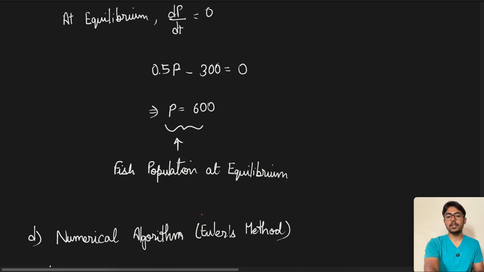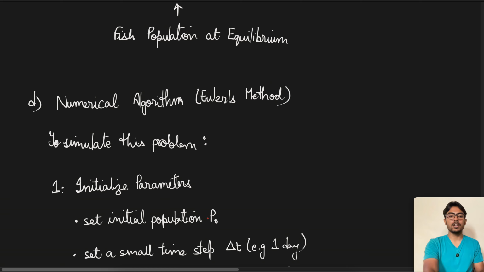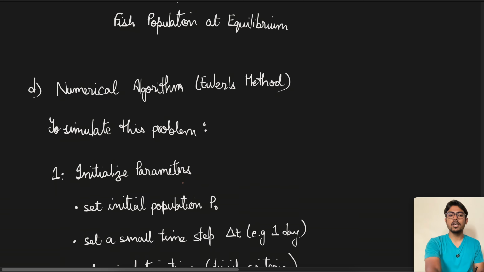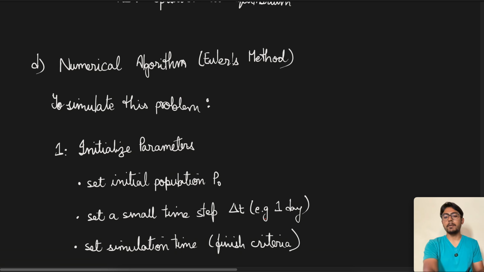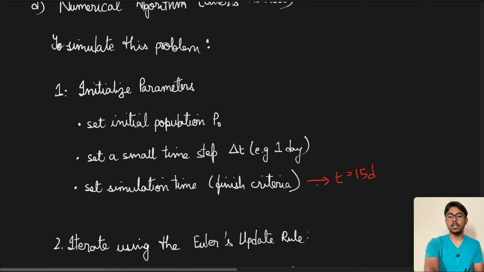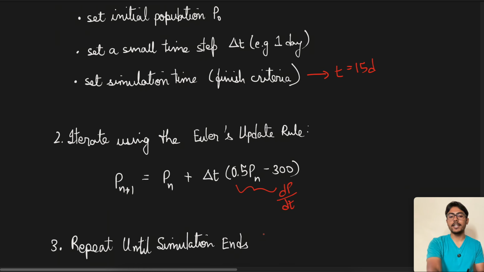Next, we find the numerical algorithm using Euler's method. If you want to know how Euler's method is applied mathematically, I'll link a video here in the I button and you can check that out. To simulate this problem, we'll initialize the parameters first. P0 is set to a particular number, let's say 30,000, and then set a small step, that is delta t, for example 1 day, and then set the simulation end time, the time at which the simulation will stop. Let's say t equals 15 days. So what is the population after 15 days from the start of the fish farm, right? Next, we iterate using Euler's update rule: P(n+1) equals P(n) plus delta t times the given equation, dP/dt. Now we repeat until the simulation ends, which is when t reaches 15 days.